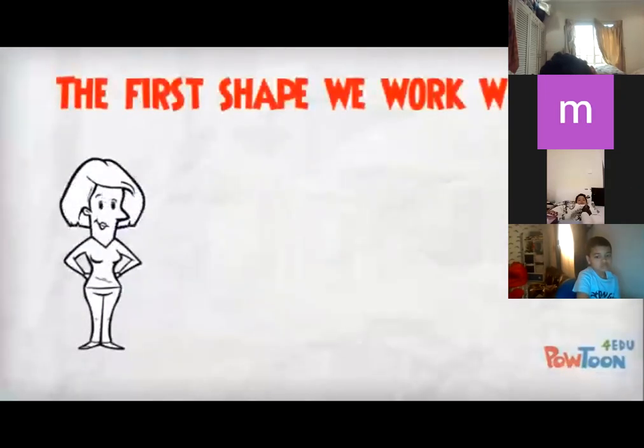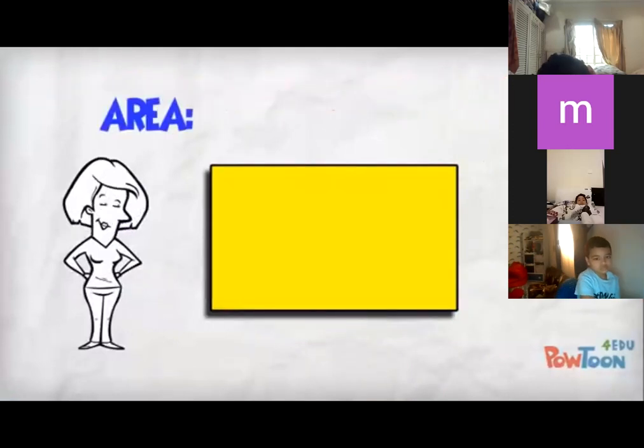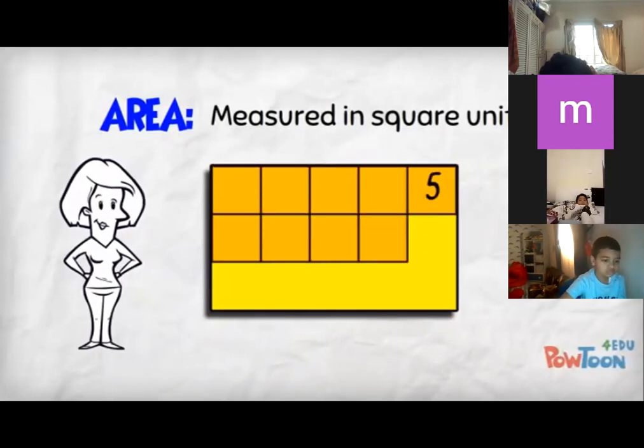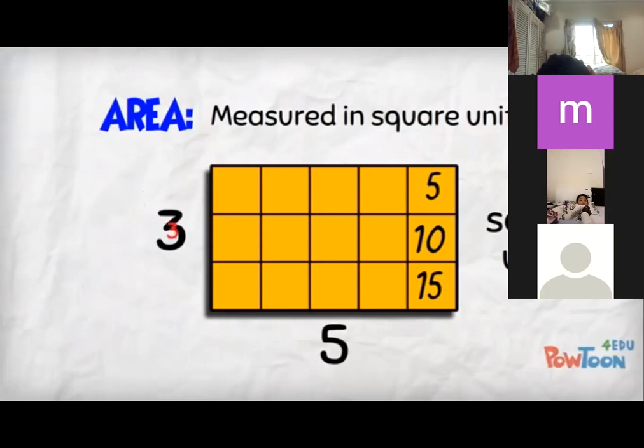The first shape we work with in school is a rectangle. Area is measured in square units, so let's divide this rectangle up into square units and find out how many it has. 5, 10, 15. 15 square units. We have 3 rows of 5. 3 times 5 is 15.